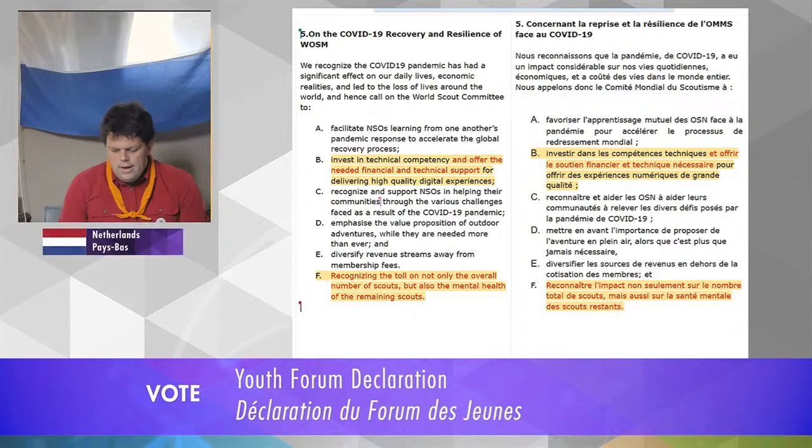Thank you. I'm very much wondering what point F refers to in recognizing the toll on not only the overall number of scouts, but also the mental health of the remaining scouts. What is in this context the remaining scouts, and what is meant by the overall number of scouts? What is it referring to? I would say the current phrasing is quite vague, and I'm not sure what I'm voting for here. Thanks, that's all.